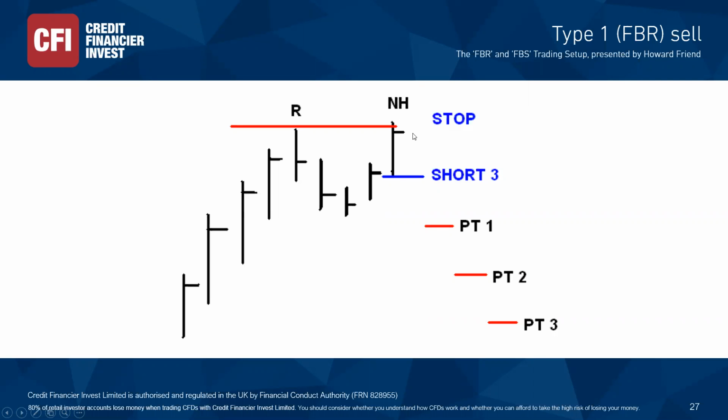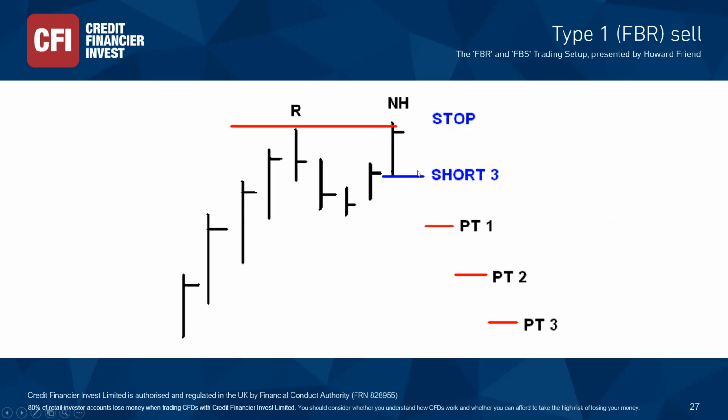Okay, so should the market break down and enter us short, we're going to place a stop loss above the high of the NH bar. So our risk, in terms of pips or points or ticks or whatever it is you're measuring in, is this distance, high minus low. That's your risk amount.